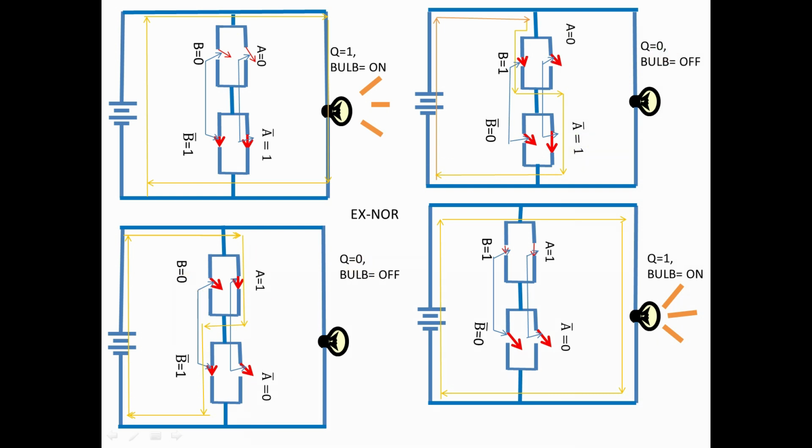Similarly, for a is equal to 1 and b is equal to 0, when it is on, this will be off state. When this is 0, it will be 1, logic 1. Hence the current flows through the a and b bar. Then there is no current flow through the bulb, then the bulb is in the off state, output is logic 0.